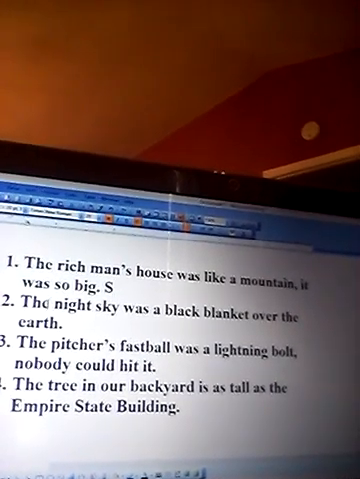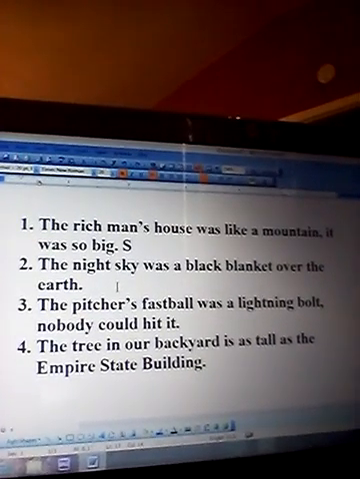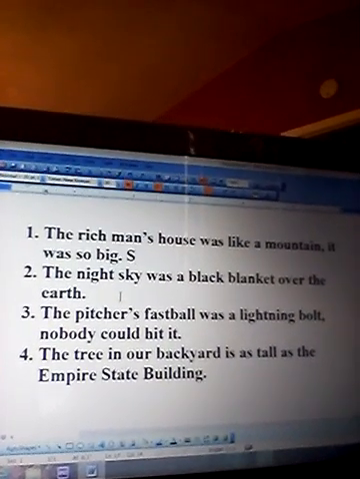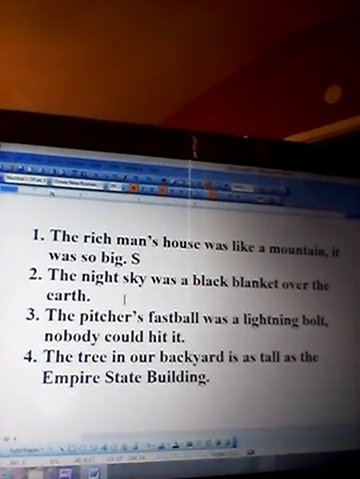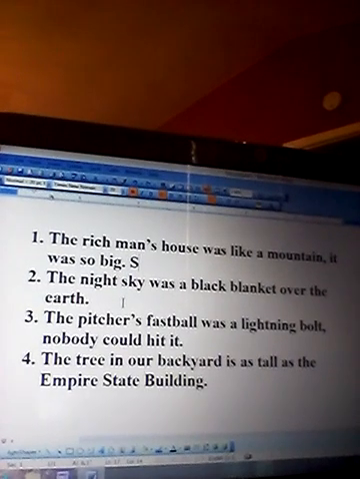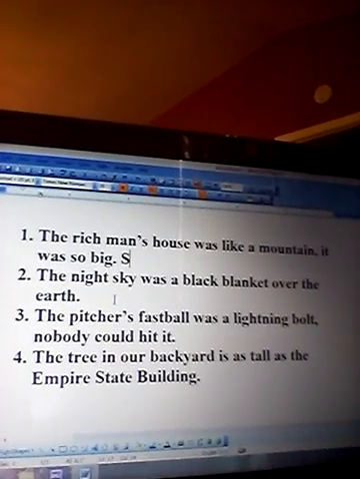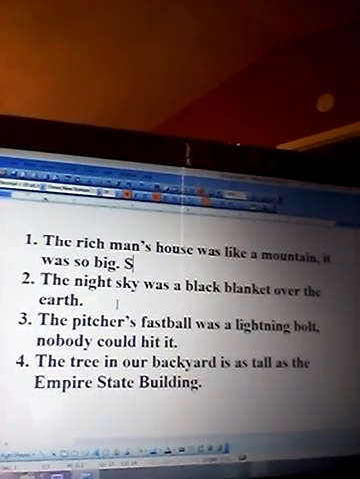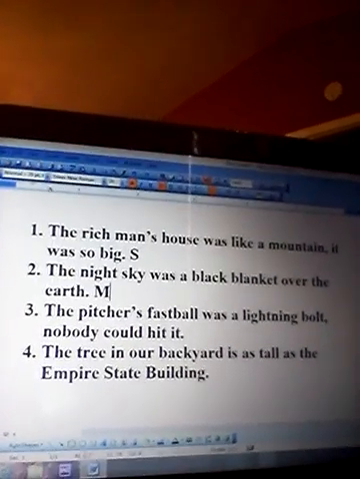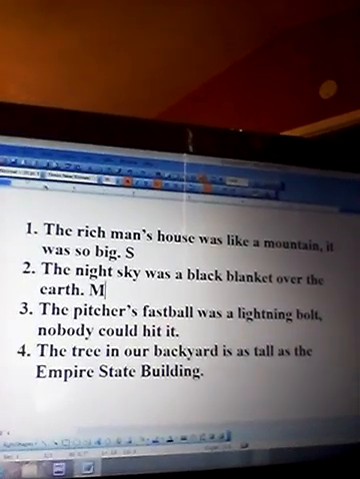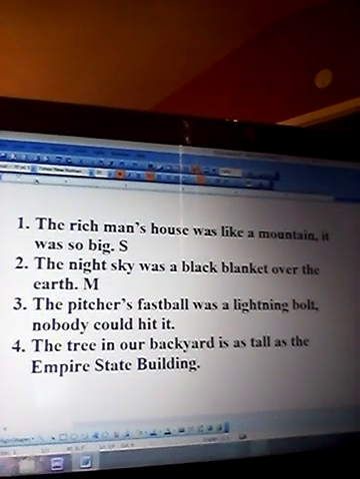Let's take a look at number two. The night sky was a black blanket over the earth. Now, is the night sky literally a blanket? No, of course not. What are we trying to say here? We're trying to say how dark it was. The night sky was a black blanket over the earth. Do you see like or as here? No, you do not. So what would this be? This would be a metaphor. Because I don't see like or as, but it's still describing the darkness of the night sky, comparing it to that of a black blanket.